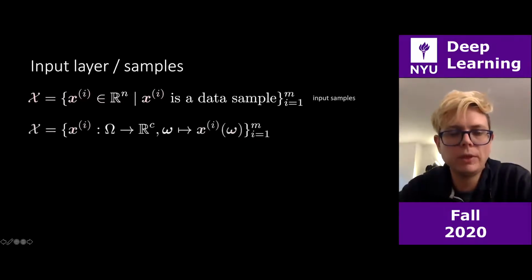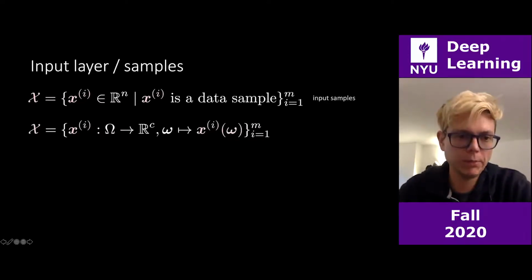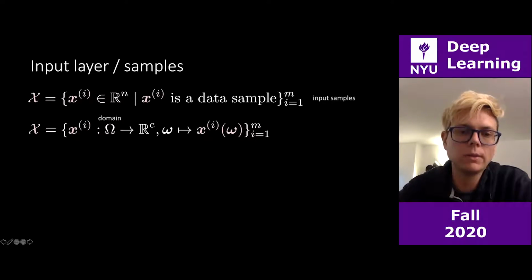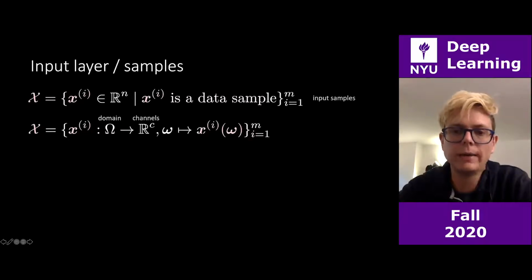Now we're going to switch to a more generic and powerful representation. We're going to talk about this input X as being the set of these Xi's, which are functions mapping my domain, omega, towards R^C, where C is the number of channels we have. So at a given location, or a given time, or a given item in the domain, I'm going to associate a specific value, Xi.